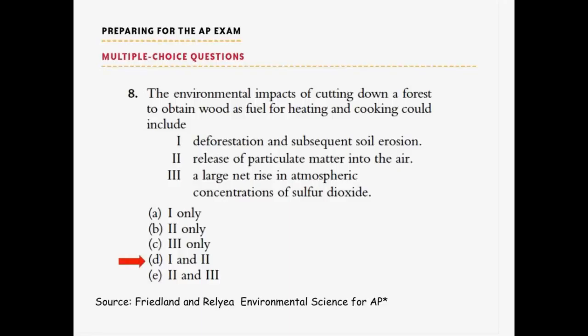And in this case, really this is not identifying the incorrect part of this answer, part 3, that it doesn't lead to a large rise in sulfur dioxide. There's little or almost no sulfur dioxide coming out of wood combustion. That would be correct if, say, we were talking about coal or oil production. But for that reason, D, Roman numeral 1 and 2, would be the best choice to choose in this question.